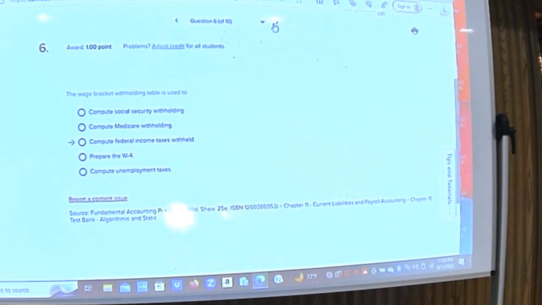Number 6, wage bracket withholding table. That's something you have to work with when you're running payroll. It tells you how much federal income tax to withhold from a particular employee based on his wages and his allowances.